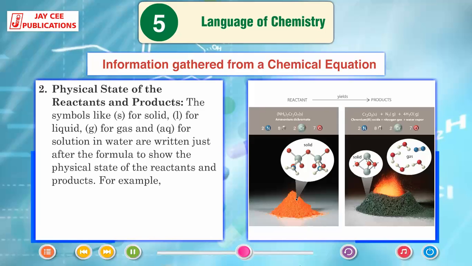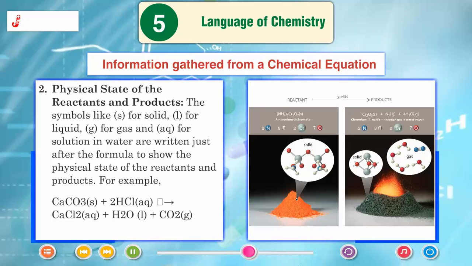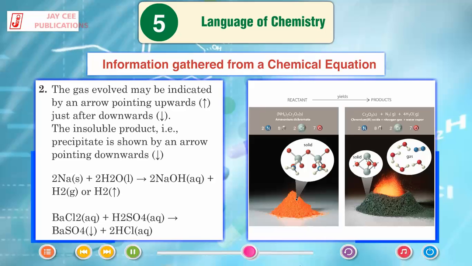Physical state of the reactants and products. The symbols like s for solid, l for liquid, g for gas and aq for solution in water are written just after the formula to show the physical state of the reactants and products. The gas evolved may be indicated by an arrow pointing upwards just after the formula. The insoluble product, that is precipitate, is shown by an arrow pointing downwards.